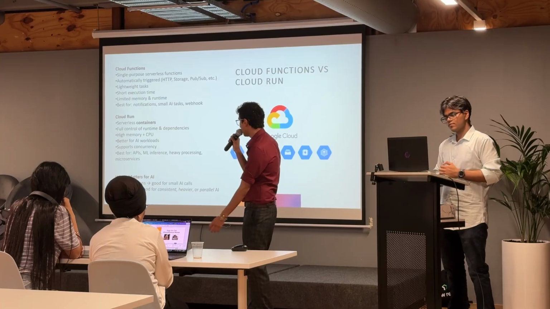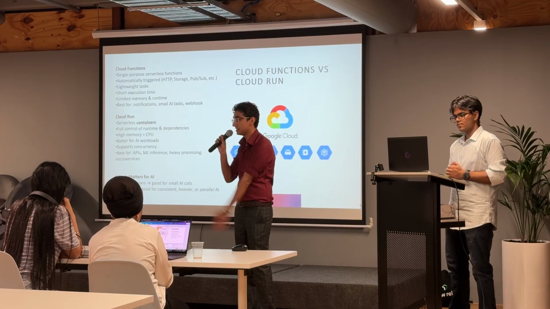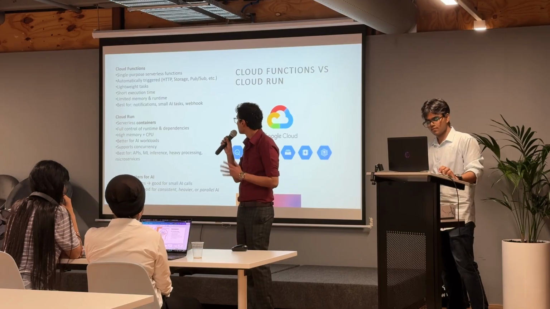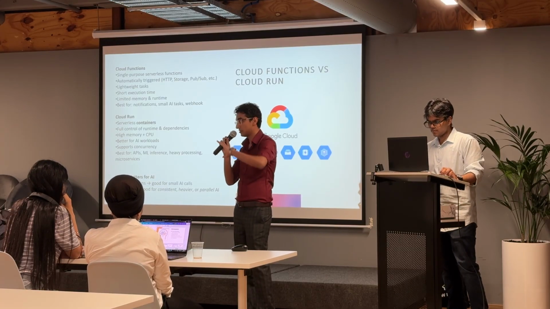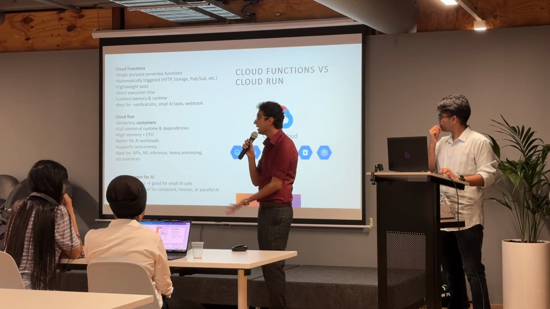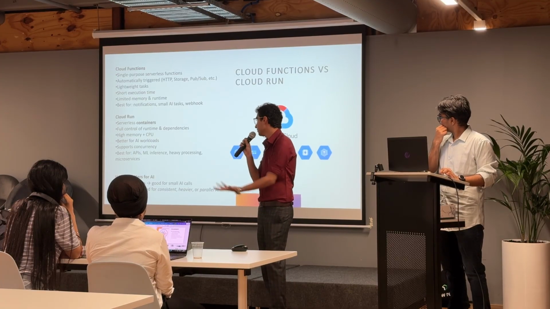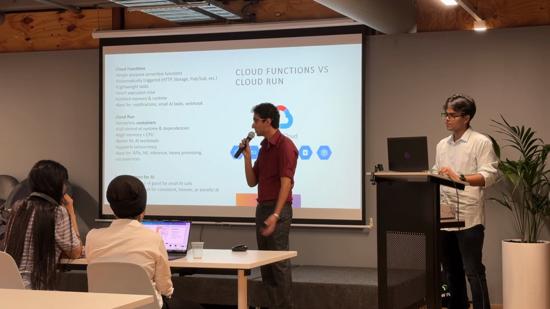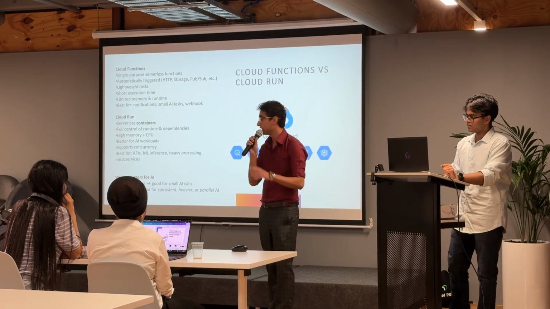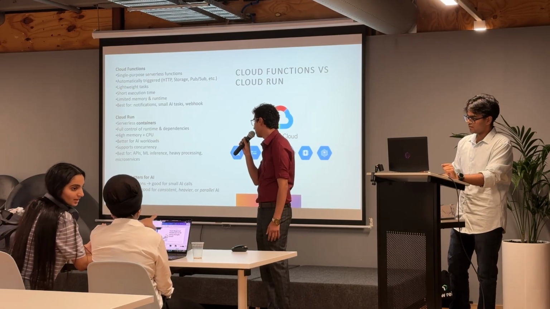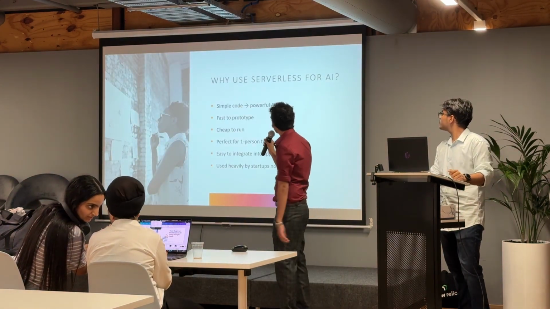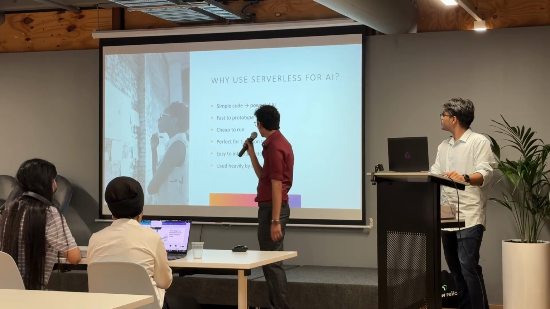Whereas Cloud Run has more serverless containers. It's full control, and the runtime dependencies are the full environment. So it has high memory and CPU, better for harder AI workloads. And so Cloud Functions is good for small AI calls, and Cloud Run is good for consistent, heavier or parallel AI workloads.